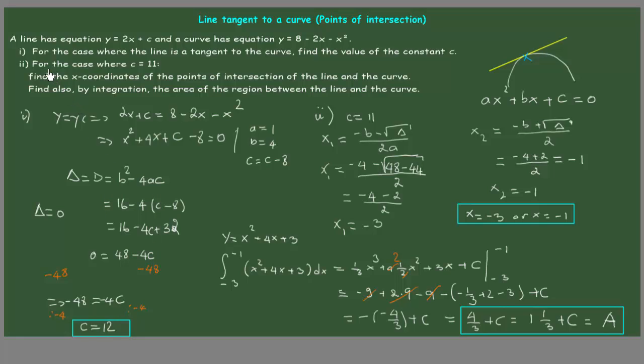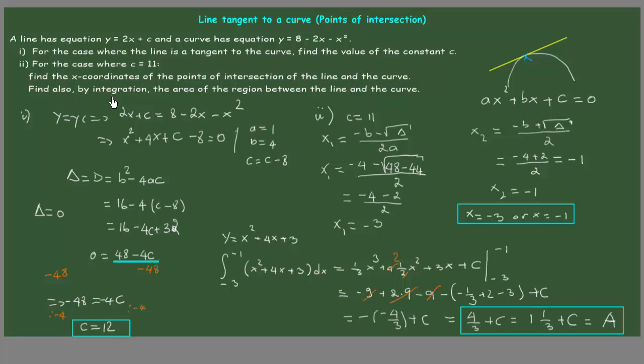Then we were given the case where c equals 11, and we had to find the x coordinates of the points of intersection of the line and the curve. Because our discriminant was different to 0, we use its two solutions, x1 and x2: minus b minus the square root of the discriminant divided by 2a, or minus b plus the square root of the discriminant divided by 2a, but a is 1. Then we had these two values, x1 equals minus 3 and x2 equals minus 1. Those are the x coordinates of the points of intersection between the line and the curve.